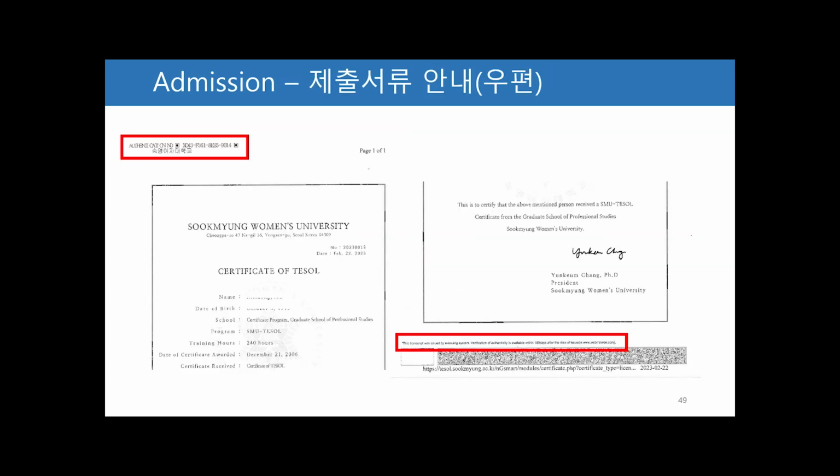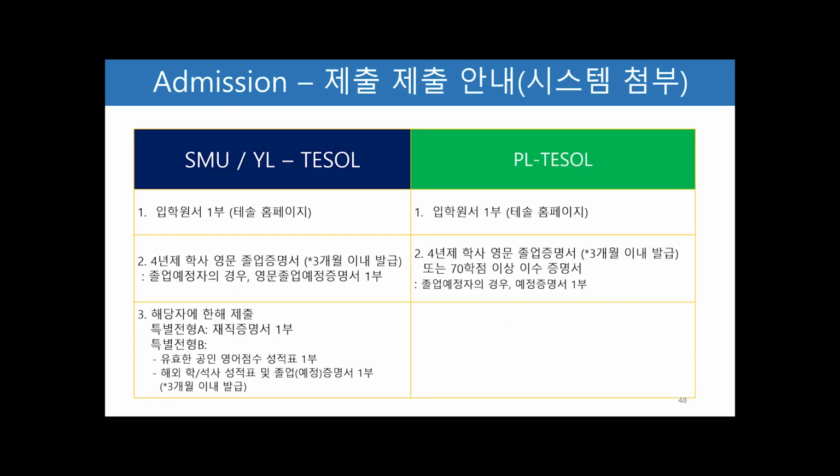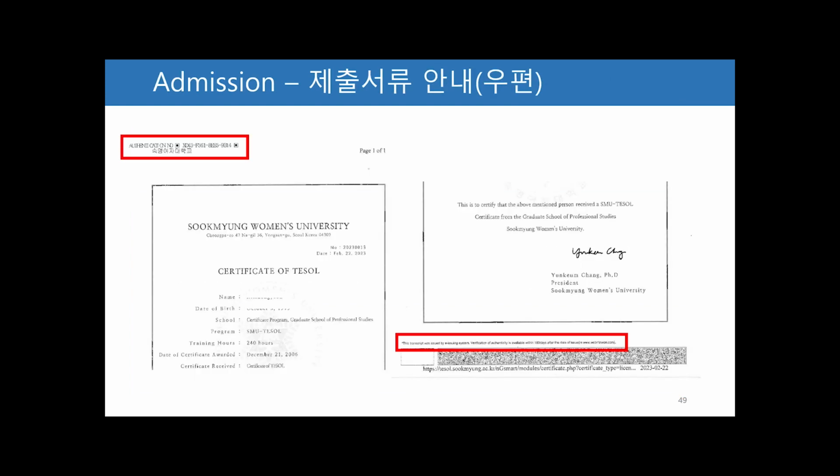네. 그리고 저희 제출 서류로는 SMU YL TESOL은 온라인으로 입학 원서를 작성하시고요. 그리고 3개월 이내에 받은 학사 영문 학위 증명서 혹은 영문 졸업 예정 증명서 한 부를 같이 제출하셔야 됩니다. 특별전형 A 같은 경우는 선생님이었으니까 재직 증명서 일부를 추가로 제출하셔야 되고, 특별전형 B 같은 경우는 영어 공인 점수 있으신 분이니까 그거나 혹은 외국에서 학위 받으신 분들은 그 증빙을 하시면 됩니다. TESOL은 입학원서 한 부와 영문 졸업 증명서 혹은 70학점 이상 이수한 성적 증명서 제출하시면 됩니다. 모든 서류는 인터넷 원서 작성을 하시고 파일을 첨부하시면 됩니다.